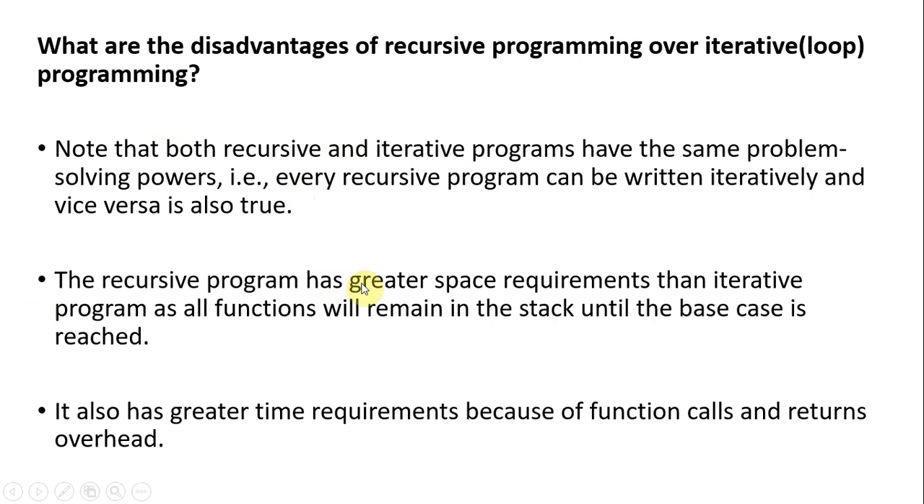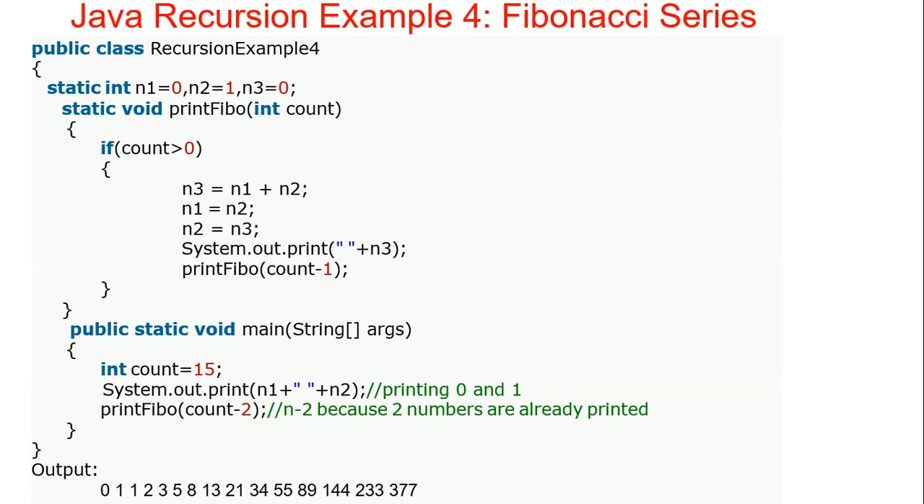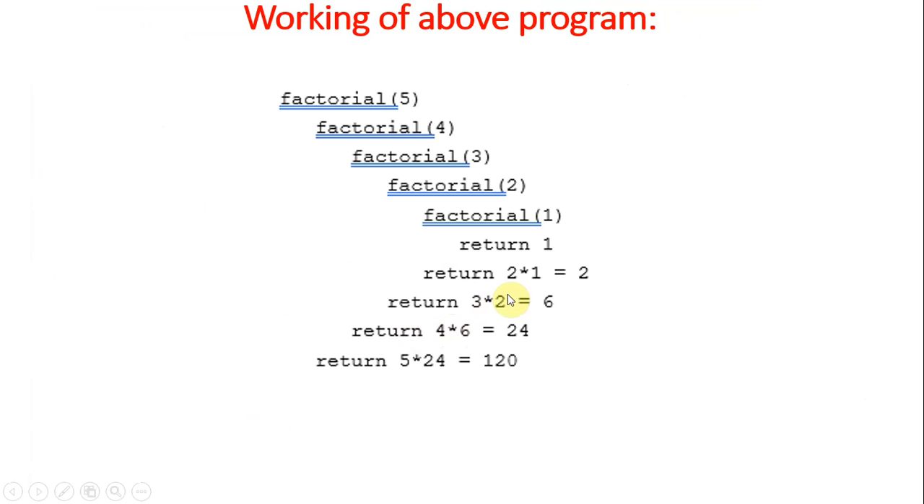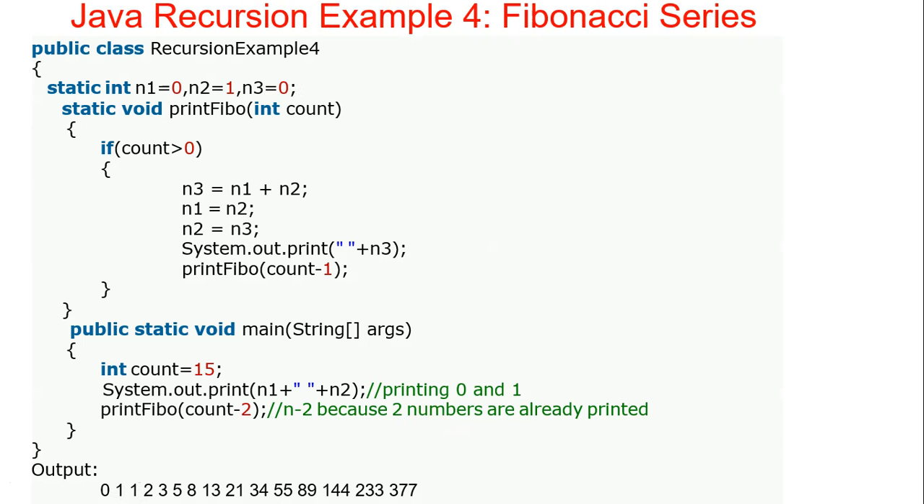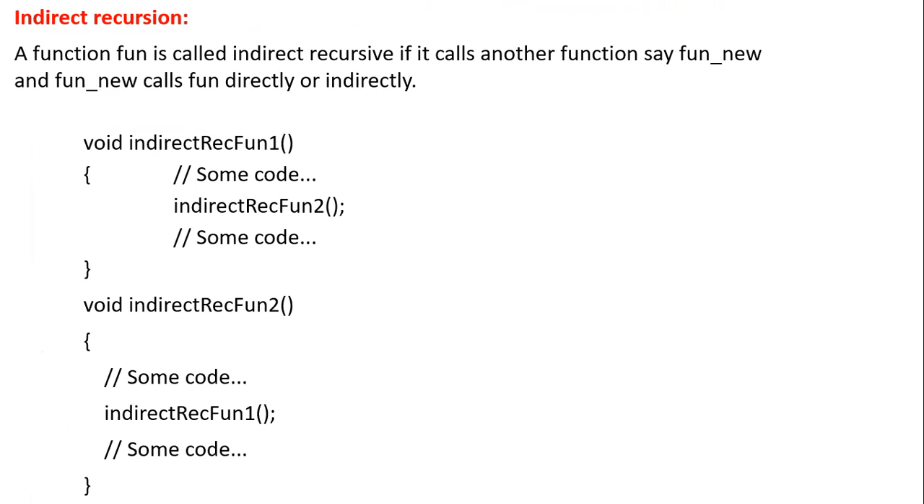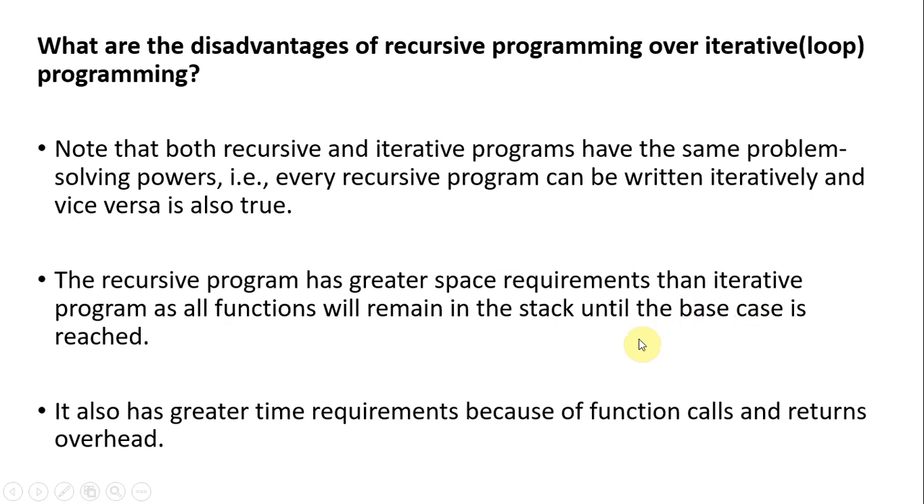The recursive program has greater space requirements than the iterative program, as all functions will remain in the stack until the base case is reached. So just as we discussed now, until the base condition, factorial of 1, n equal to 1, it returns 1. Until we reach the base condition, previous results all will be stored in the stack. So more memory is required for recursive programming, which is not there in iterative programming. We have to store the early results in the stack and wait for the next results. So it requires more space.